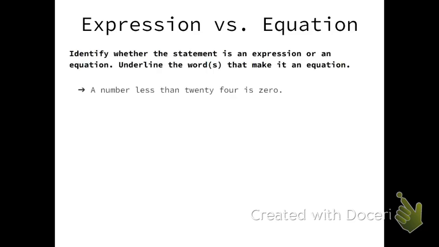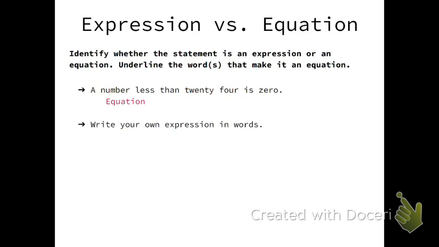Same set of directions here. Now we have a number less than 24 is 0. This one is an equation. Again, we've got the word "is" there. So same as that previous one. The word "is" is your giveaway.